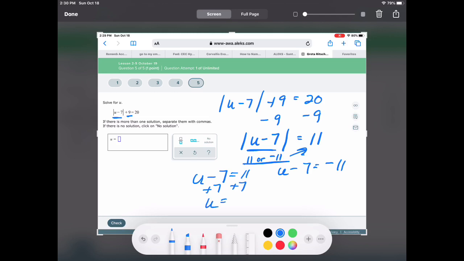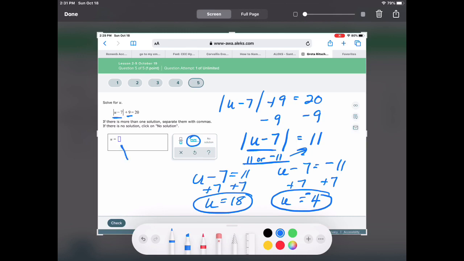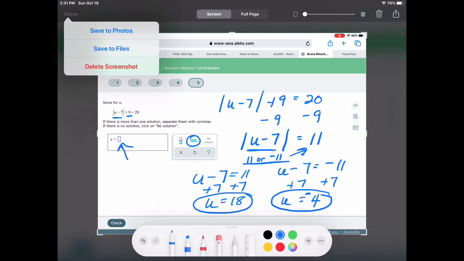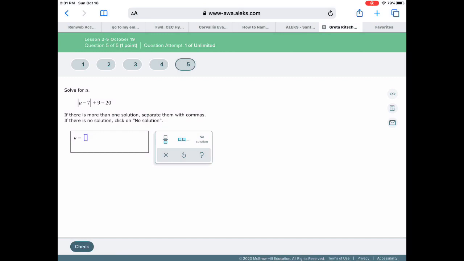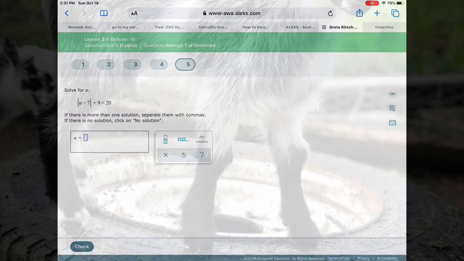Adding 7, getting u equals 18. That's one possibility. And when I add 7 and add 7 here, I get u equals negative 4, and that's my other possibility. So each of those answers is equally true in this equation. One will give me the negative, one will give me the positive.